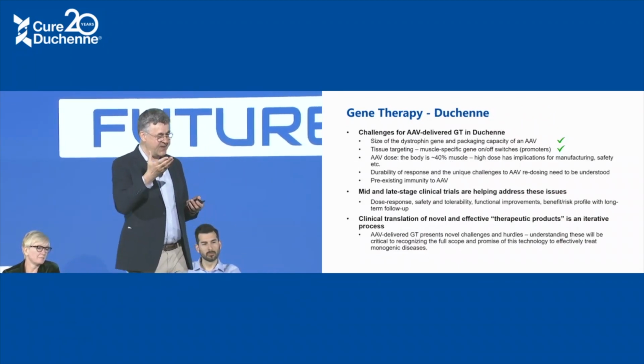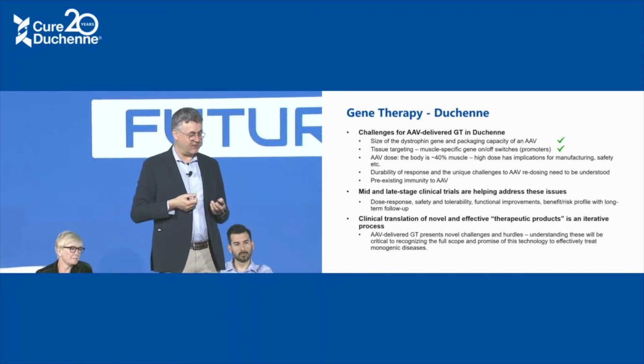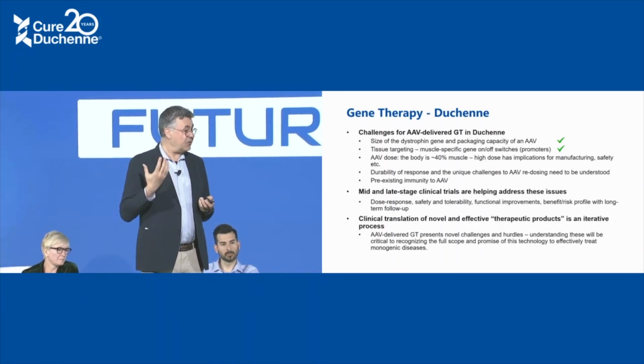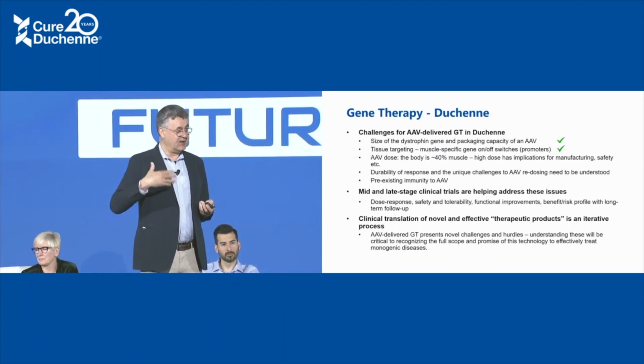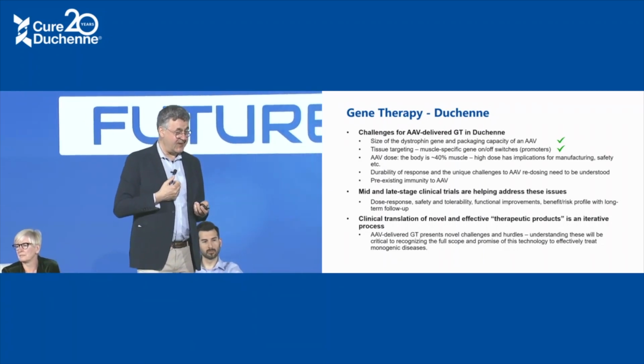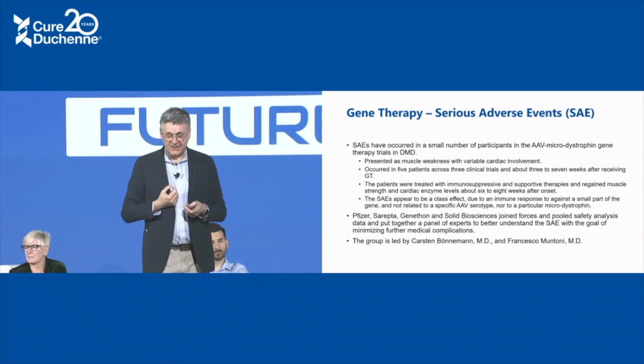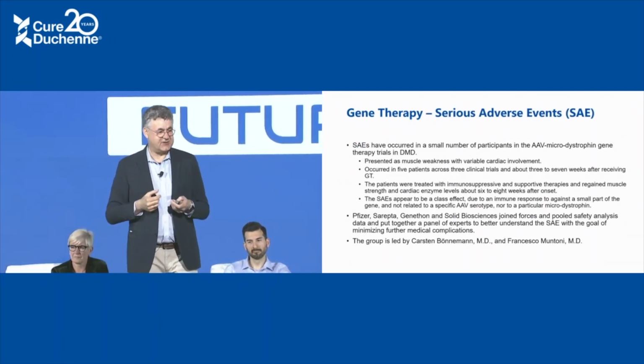I mentioned many of the challenges already with the size capacity, the tissue targeting, the doses that you need to get to all muscles of the body, the development in capsids to get better at delivering to muscle, the turnover of muscle that you have to account for when the patient grows, when the muscle turns over, so that the effect is maintained. And then, of course, the adverse events, and maybe I take 30 more seconds here.